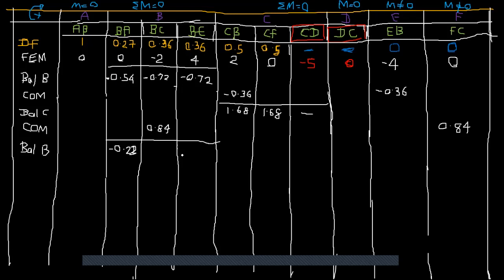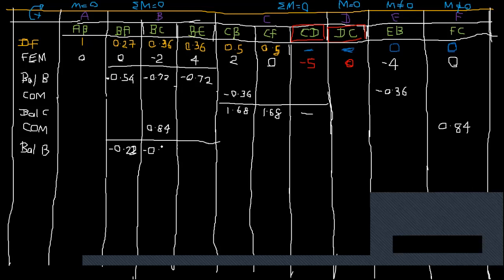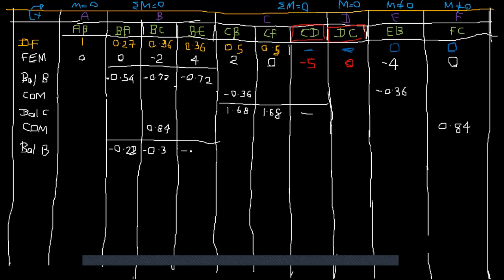So the remaining part is equally shared between these two members, minus 0.3, right? 0.3, right? So once you do that, again, you need to carry over.